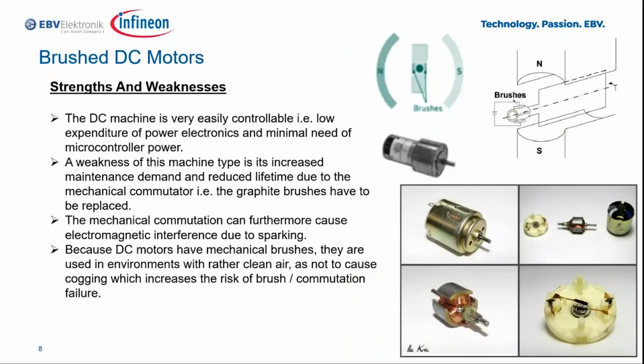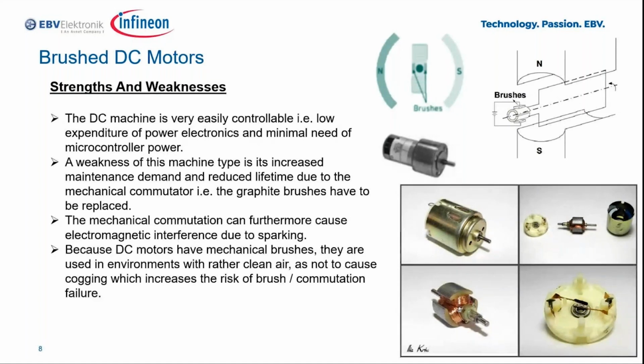And the third one is the brushed DC motors. Here we have a summary of the strengths and the weaknesses of brushed DC motors. One of their biggest advantages is simplicity. They are very easy to control and they don't require complex electronics or powerful microcontrollers. That makes them a cost-effective option for basic applications.